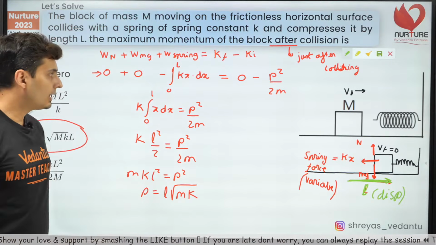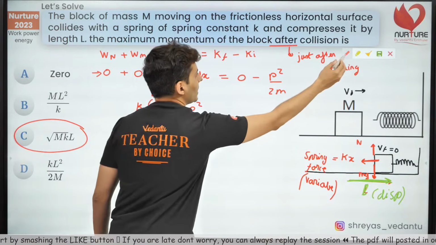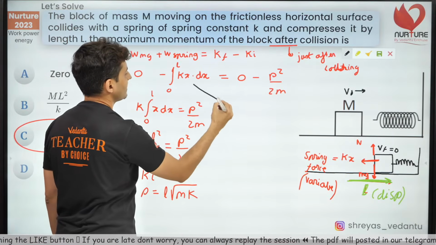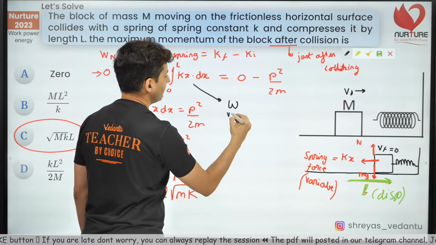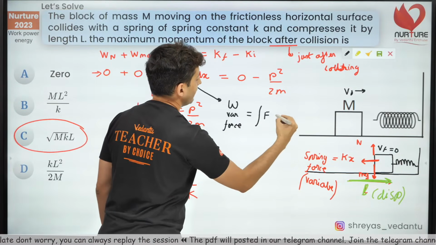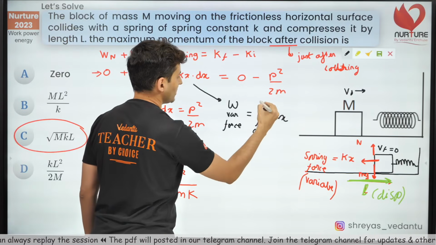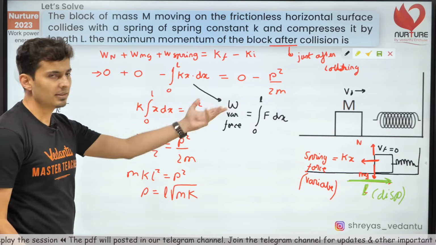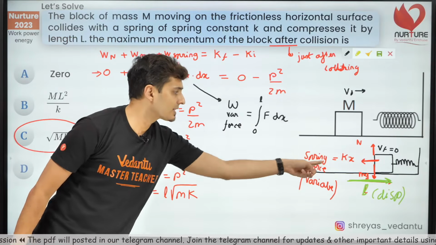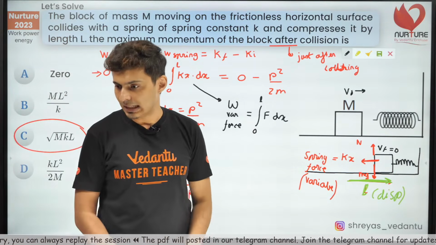Okay, Shreya, last lecture I talked about integration of a variable force, so probably you should check the previous class. This is because work done by a variable force is the integral of F dx from initial position to final position. That's it. Initial was 0, final is L. Force was Kx, so that's what I have done.